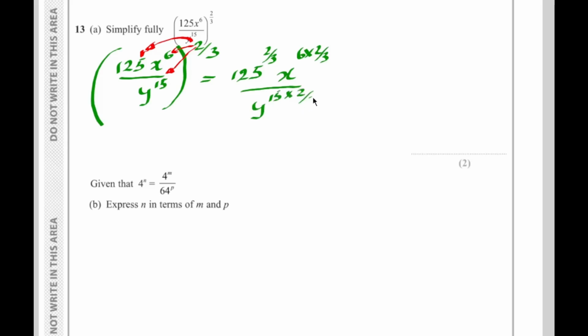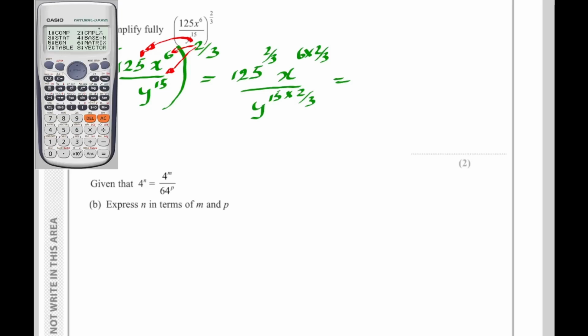times 2 over 3 equals. So use the calculator straight away. You need to get rid of this one. Then 125 to the power of 2 over 3, get it from the calculator, which is 25. Then I am getting 25 x to the power of 3 times 1, 3 times 2, 2 to the power of 2 times 2, 4, over y to the power of 3 times 1, 3 times 5, 5 times 2, 10, y 10. This is the answer.